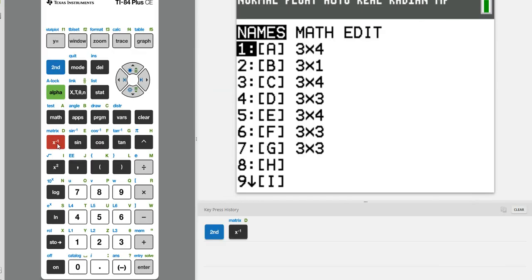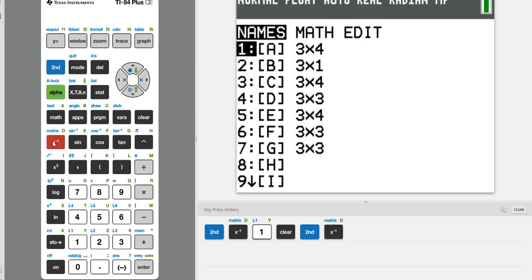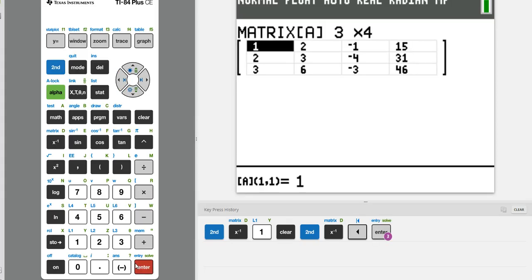We want to edit this matrix. Are you guys getting pretty comfortable editing matrices? Okay, so here's the help. Second matrix, you want to go over to edit first and then select matrix A. So I always use the left arrow, then press enter. 3 rows and 4 columns. And then just start typing in your numbers.